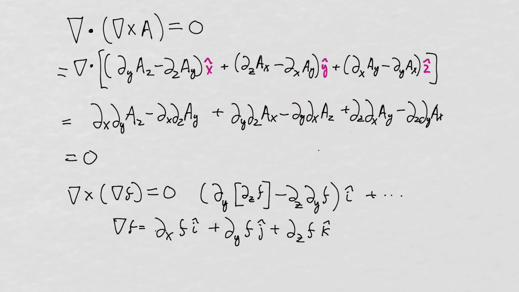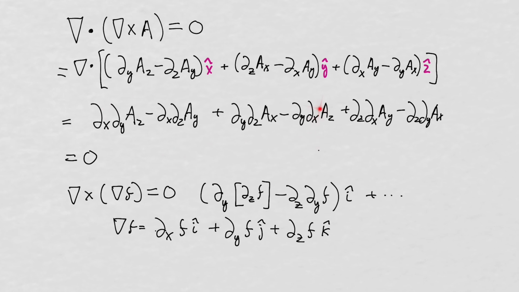And a lot of these proofs in vector calculus are all about remembering that mixed partial derivatives commute. And so this xy partial of the z component of A is the same as the yx mixed partial derivative of the z component of A.